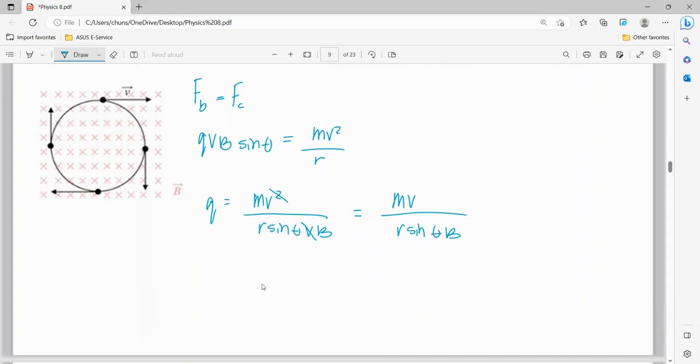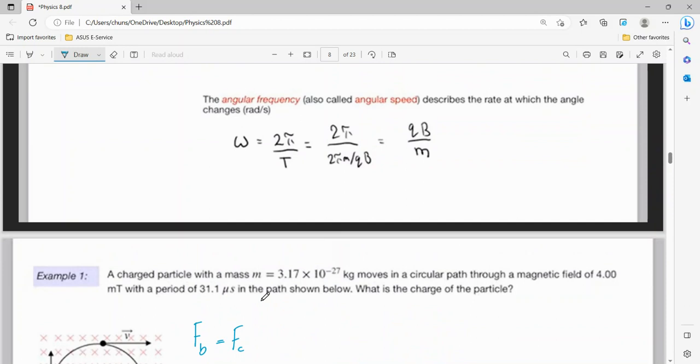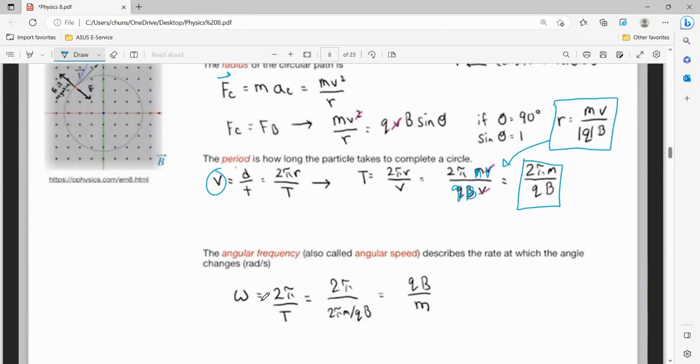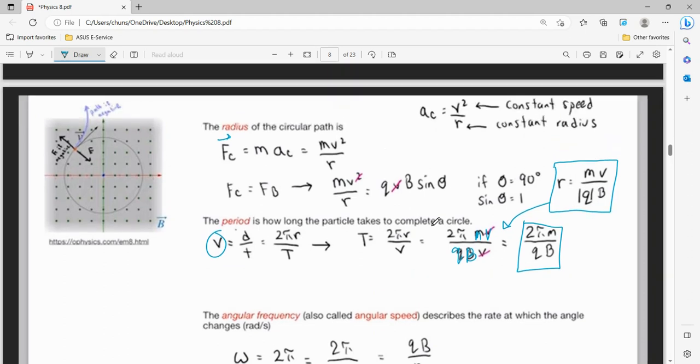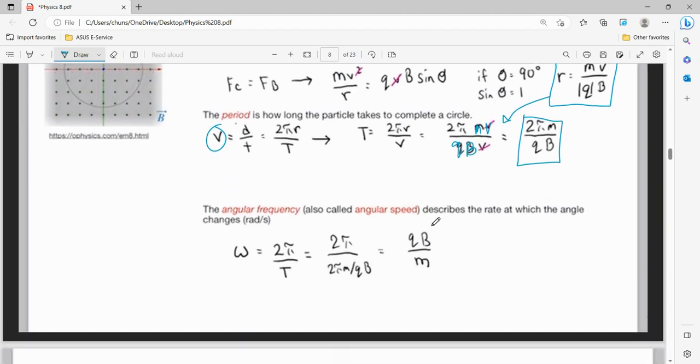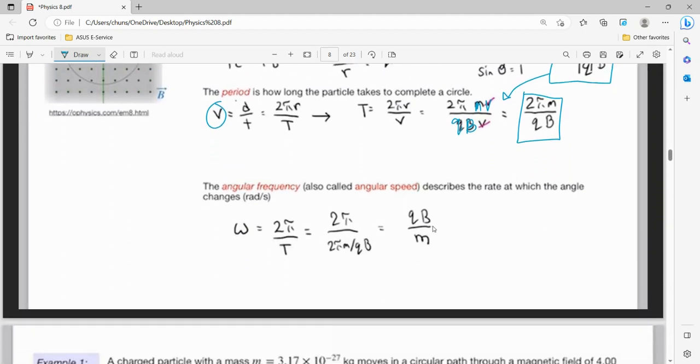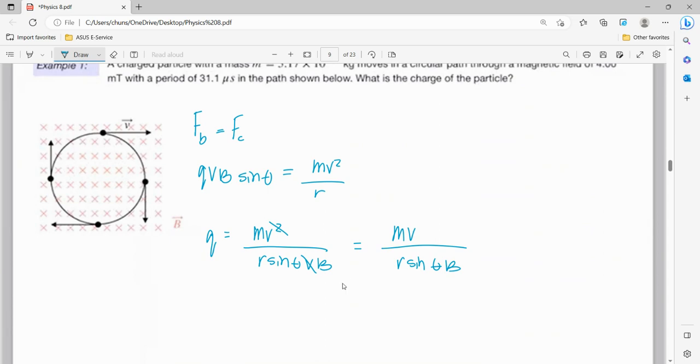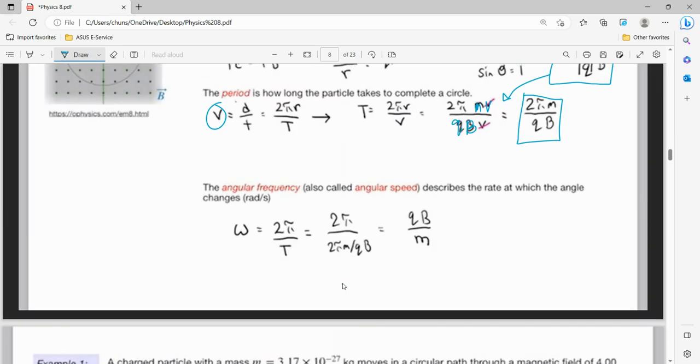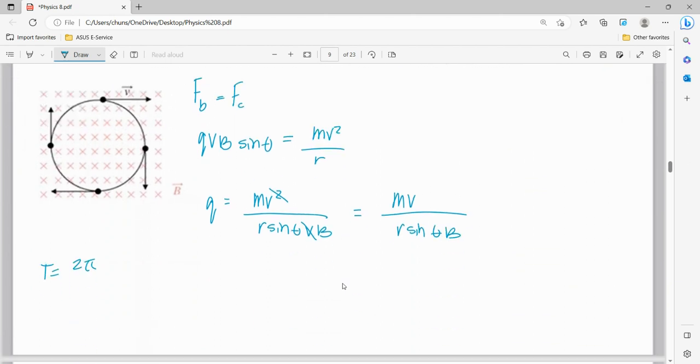Okay, and once we have that, we can make this equal to our equation that includes our period, which we will use here. So we can use this equation here. So T is equal to 2 pi m over qB.